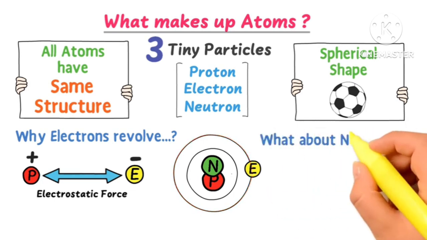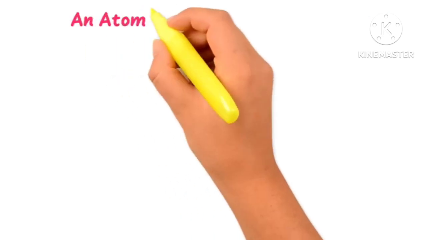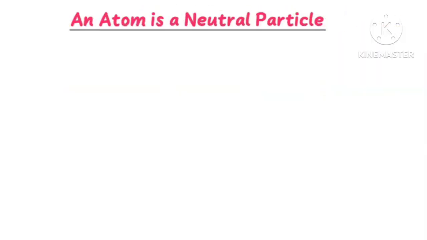Now what about neutrons? Well, neutron is a neutral particle. It means it doesn't carry either positive or negative charge. Now let me teach you, an atom as a whole is a neutral particle.